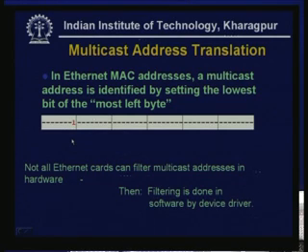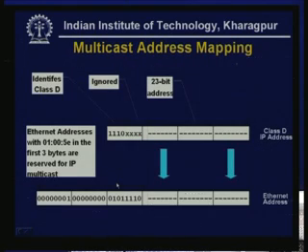multicast address. Unfortunately, not all Ethernet cards can filter multicast addresses in hardware. So, if it cannot be done in hardware, then filtering is done in software by the device driver. So, you accept the packet and then do the filtering: if it is multicast and if you are a member of the group, then accept it. And this is how the mapping is done.